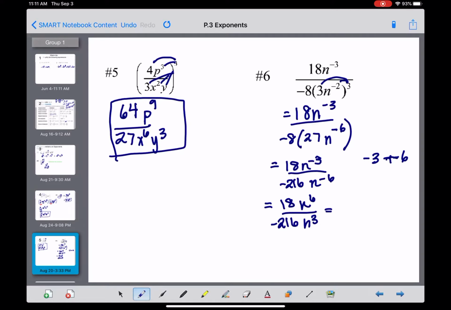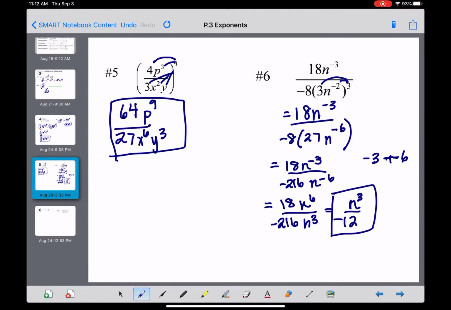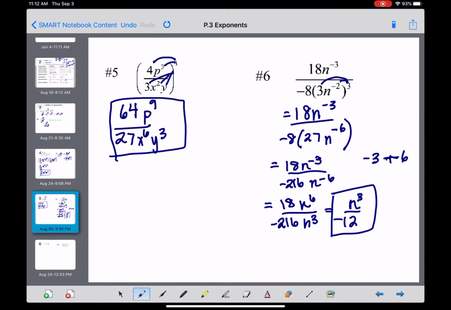So the 18 over -216 actually simplifies, and I'm going to get 1 over 12, and that just needs to be negative. And then n to the 6th over n to the 3rd leaves me with an n to the 3rd on top. I don't really need the 1 there, so I'm just going to put n to the 3rd. And then this is my answer. Again, you can rewind and watch that again if you need to see it again.